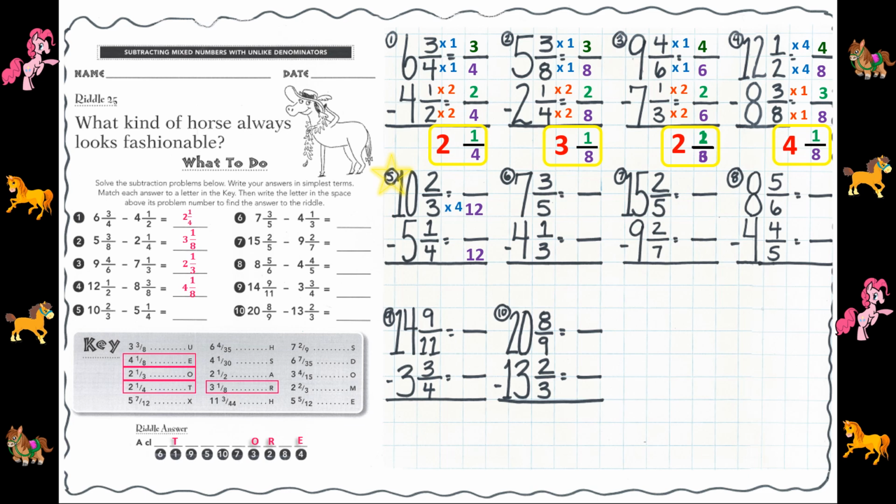3 times 4 is 12. 2 times 4 is 8. 4 times 3 is 12. 1 times 3 is 3. I keep 12 as my common denominator. 8 minus 3 equals 5. Now I subtract my whole numbers. 10 take away 5 equals 5. I cannot reduce this fraction. The answer to 5 is 5 and 5/12. This matches with the letter E. So where I see a 5, I'm going to write E.